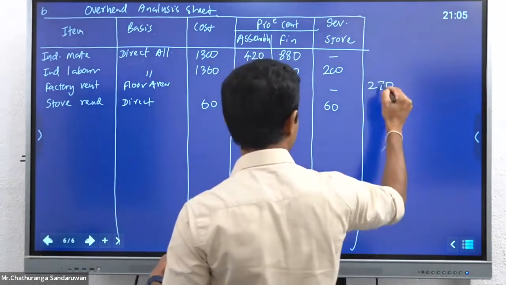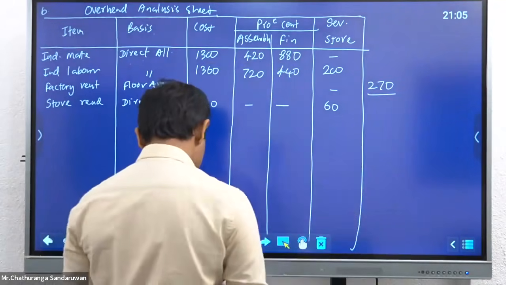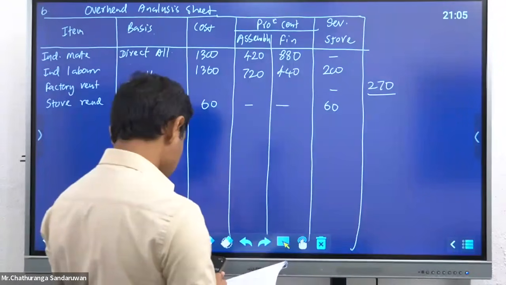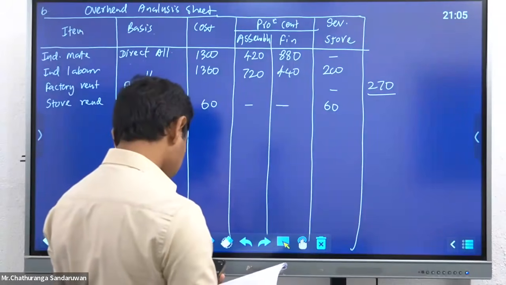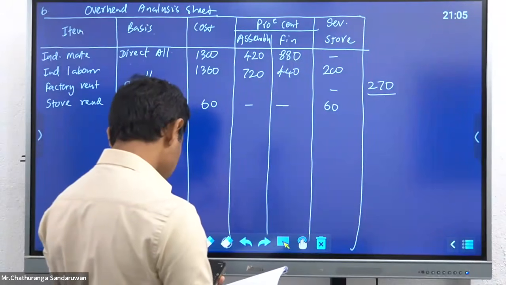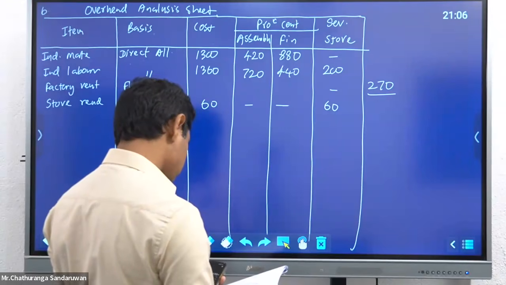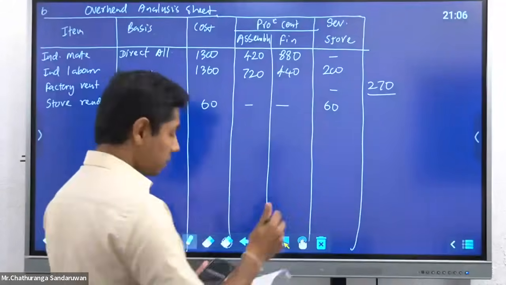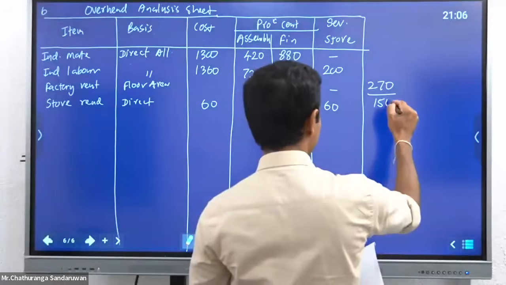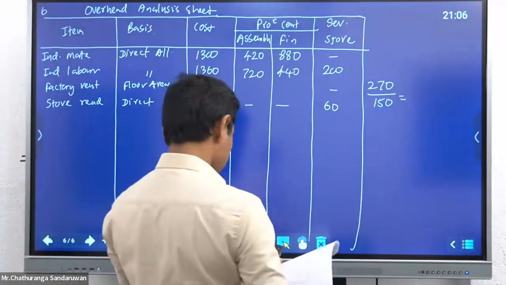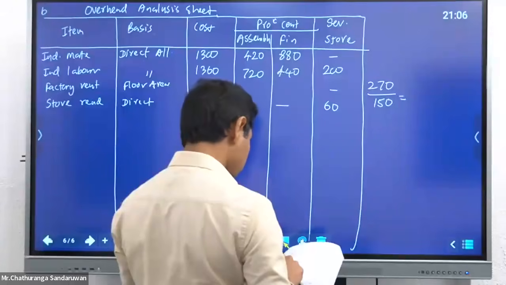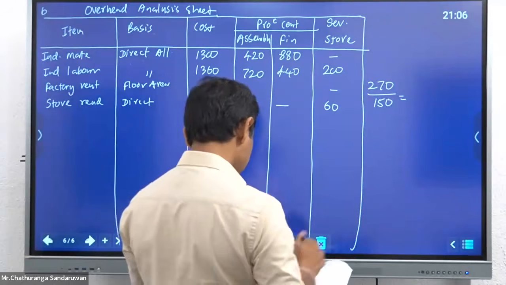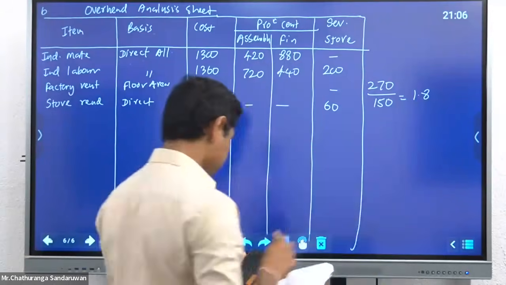Let's try it, right? And if you divide that by 150, it's 1.8. 270 divided by altogether 190, you don't get the number, right? So you have to divide that by 150. So 270, I think I'm getting the correct figure, right? 270 divided by 150, it's 1.8 per square meter.